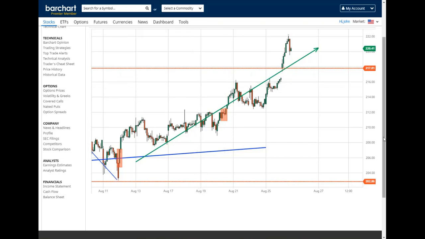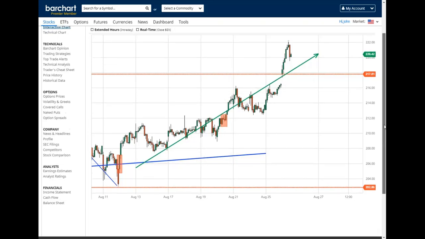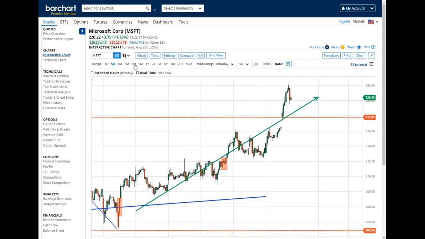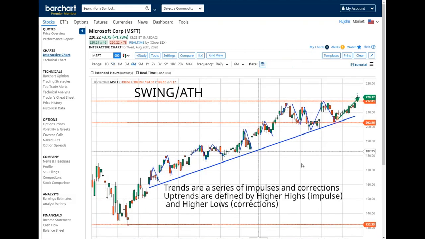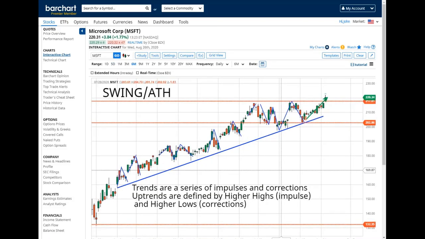All right, so let's go back to our higher time frame. What we do see now for today for Microsoft is we are in this impulse stage and we have broken out above our all-time high, or our swing high. So this is going to be difficult for us to figure out where we're going to do our multiple time frame analysis based on a swing high.